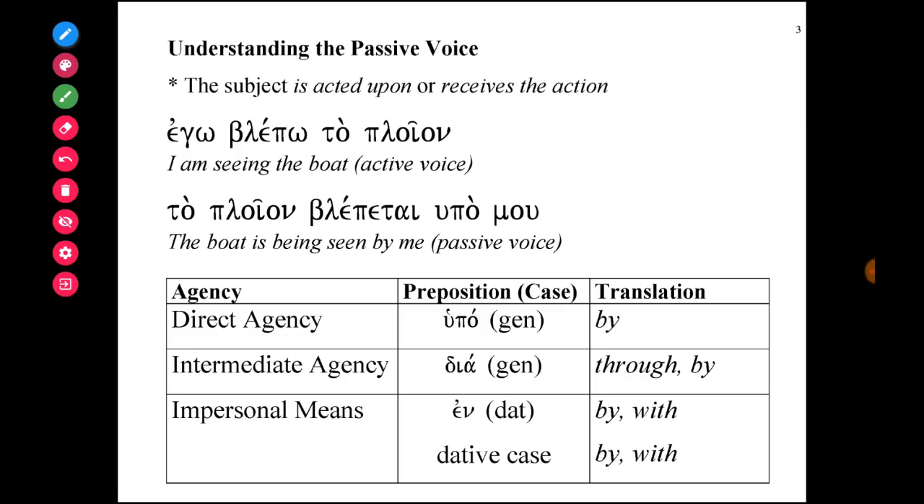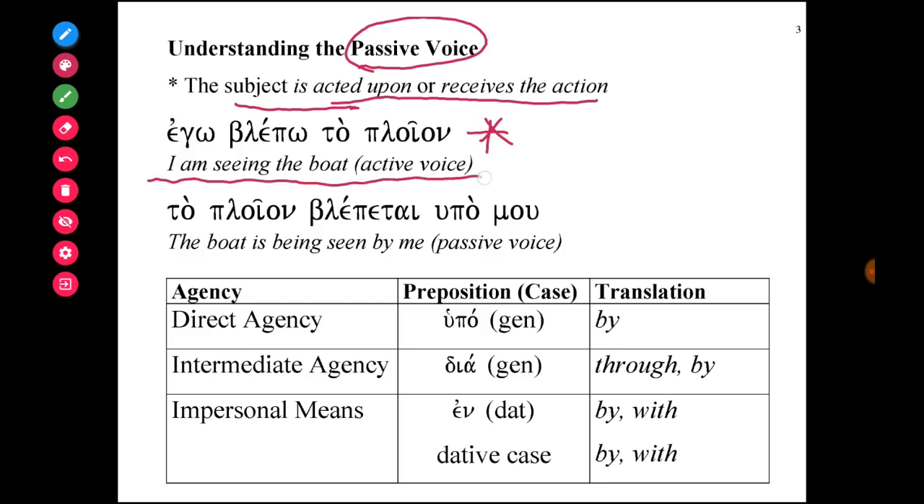One of the primary uses is the passive voice. And if we recall, the passive voice is a sentence construction where the subject is acted upon or receives the action. So a good example here is ego blepo to ploion, which is I'm seeing the boat, which is an active voice. Now let's look at the passive voice construction of the same sentence. To ploion blepetai hupo mou. The boat is being seen, and this is your present passive indicative form of the verb blepo. And then we have the agency shown by the prepositional phrase hupo mou.